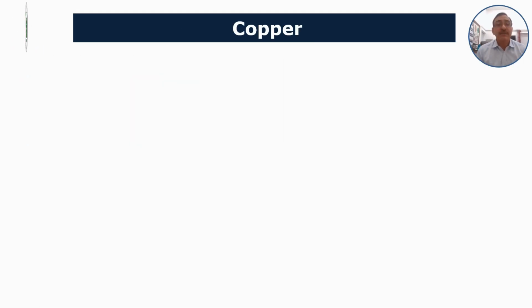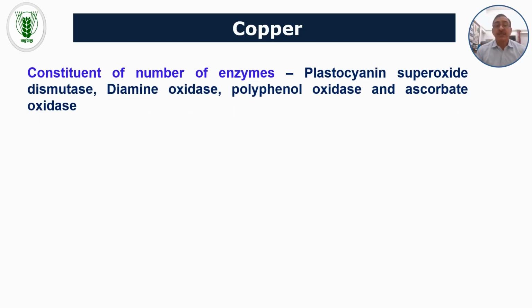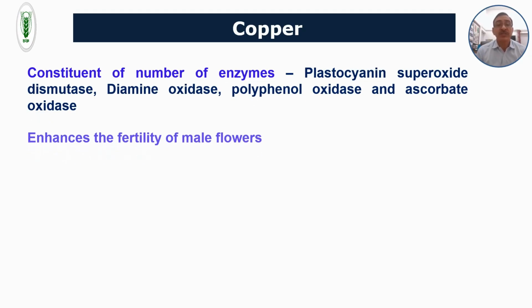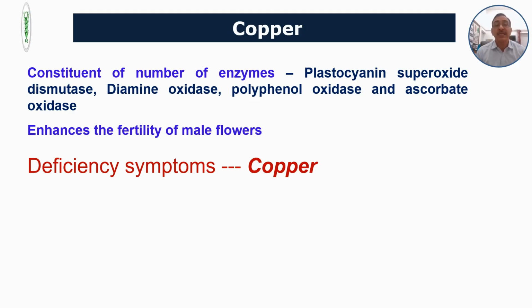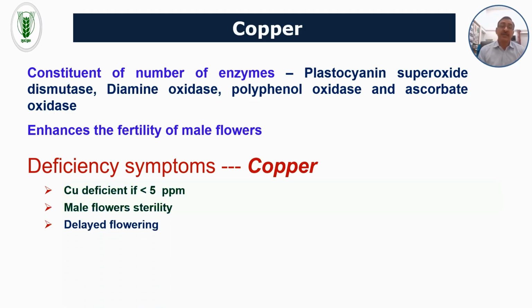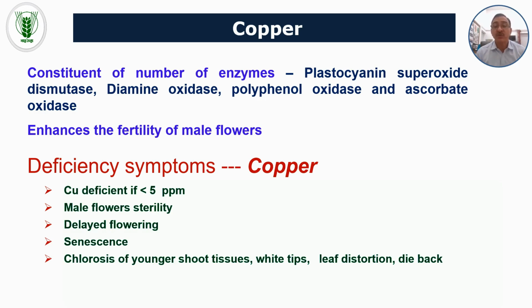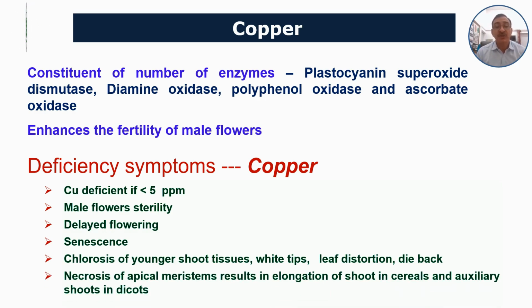Copper, next element, is also a constituent of many enzymes like plastocyanin, superoxide dismutase, diamine oxidase, polyphenol oxidase, and ascorbate oxidase. It enhances the fertility of male flowers in the plant. Among deficiency symptoms, male flower sterility is one, along with delayed flowering, senescence, chlorosis of younger shoot tissues, white tip, leaf distortion, dieback, etc. There are many symptoms of copper deficiency.